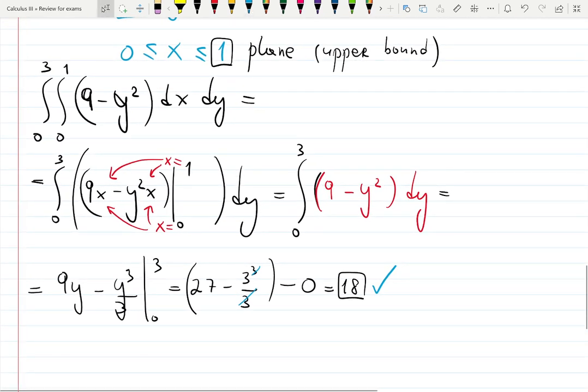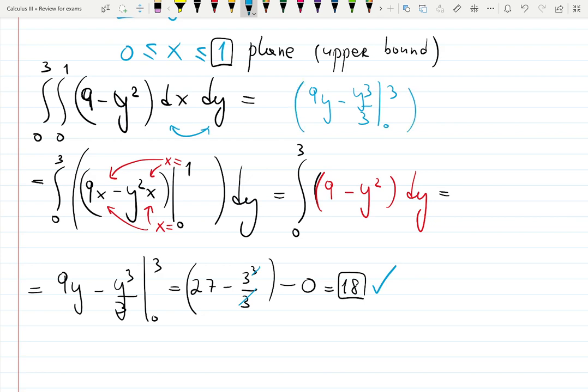So for you to know, again, we could actually integrate it the other way around because the limits of integration are numbers. And if you want, we could get 9y minus y cubed over 3 first, plug 0 and 3, and then integrate with respect to x. Maybe it's easier. You should check out. I don't know, seems like the same to me. So I'll put this in the green cloud and you think about it.